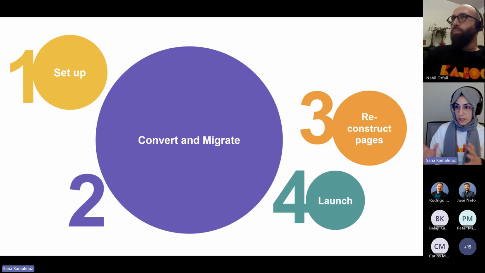But migrating to Sitecore XM Cloud involves a good amount of work, and we can divide that work into four buckets. And each of these buckets, if you look at the diagram here, the size of the circles corresponds to the amount of effort or time that is needed for each of these.